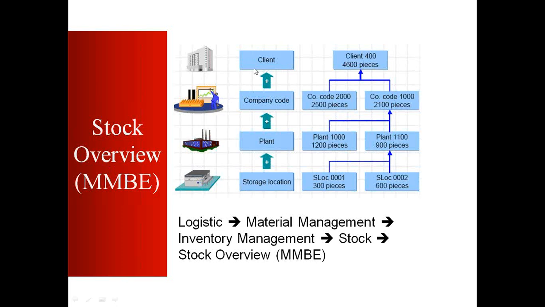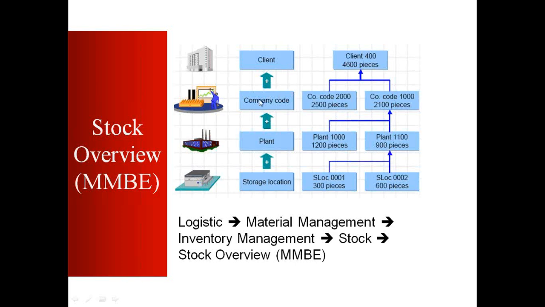On the top you have a client level. The client has two company codes, each company code has two plants, and each plant has two storage locations. Either you can look at the stock from the storage location, where you will see the stock is 300 here, 600 here. But when you see the stock from the plant, it is 900, 300 and 600.